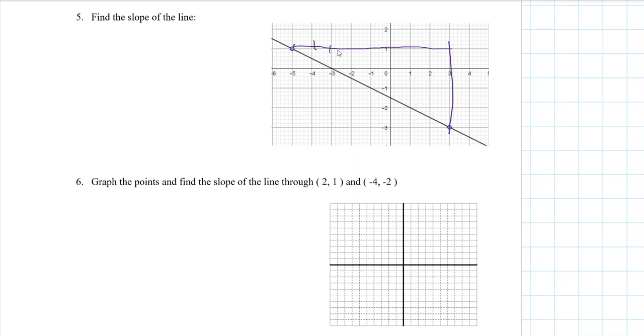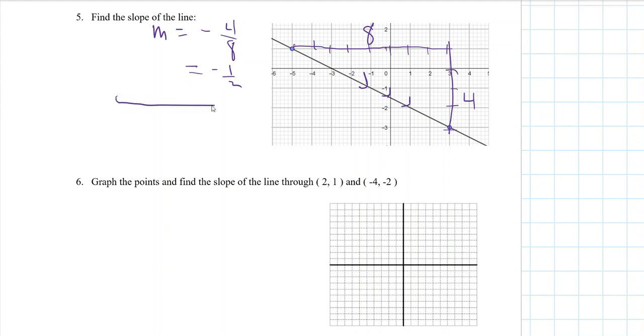So this is 1, 2, 3, 4, 5, 6, 7, 8. 8 blocks east and 1, 2, 3, 4 blocks south. As I move east along this road, I'm traveling south. So I know it's negative 4 over 8, which is minus a half. There's your run. There's your rise, or in this case, it's negative rise.